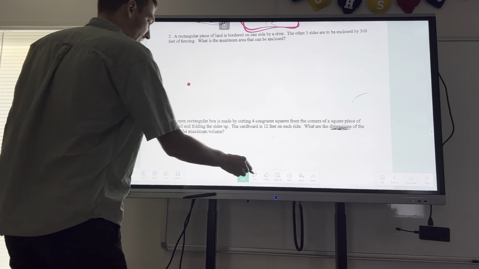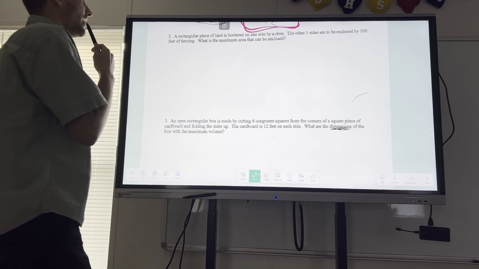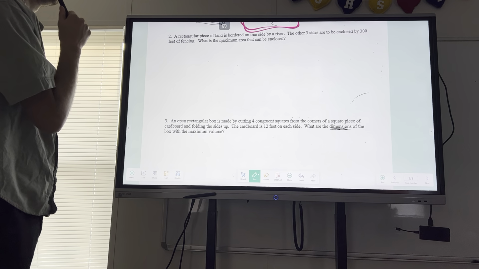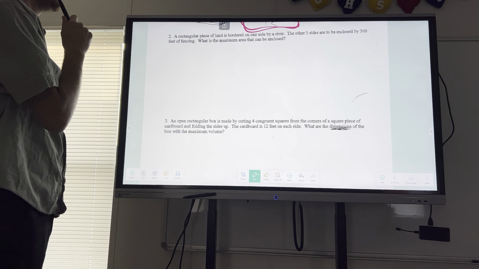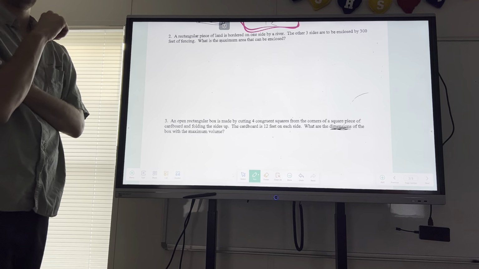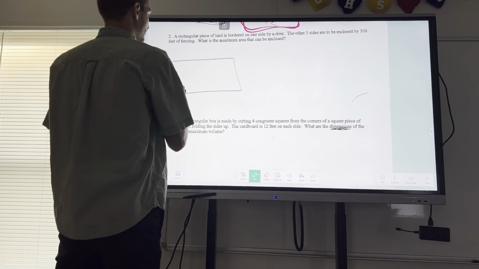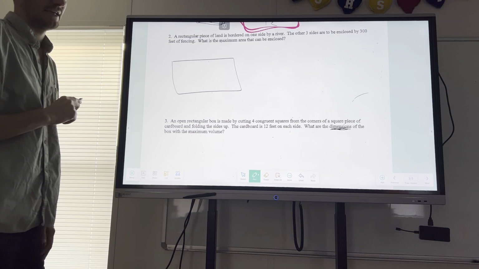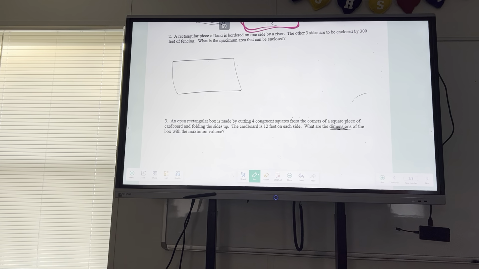All right, the iconic river question, or fence along a wall question. A rectangular piece of land is bordered on one side by a river. The other 3 sides are enclosed by 300 feet of fencing. What is the maximum area that can be enclosed? This question is about a box, a rectangle. And if you're doing any question about a rectangle, you gotta be getting these right. These rectangle questions are the softballs. These are the easy ones.